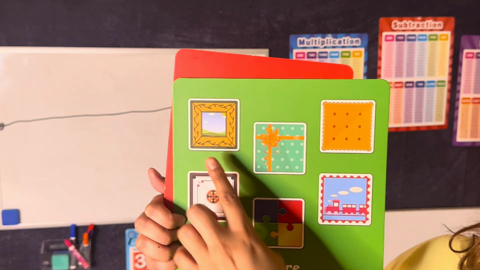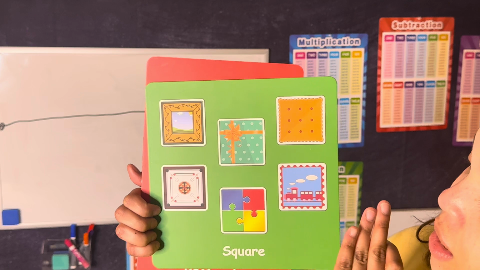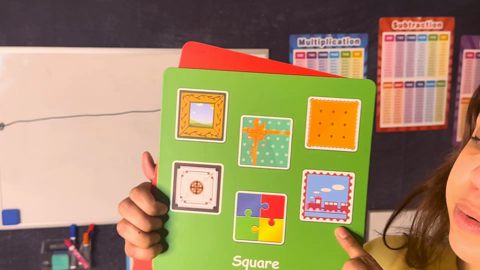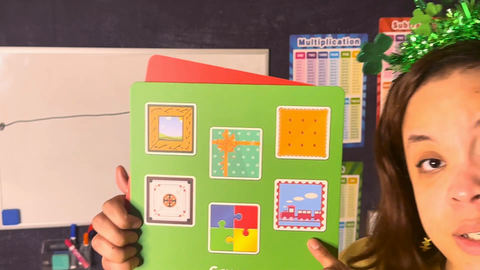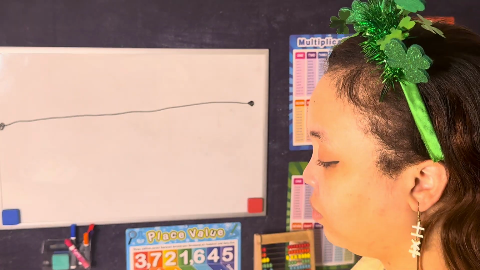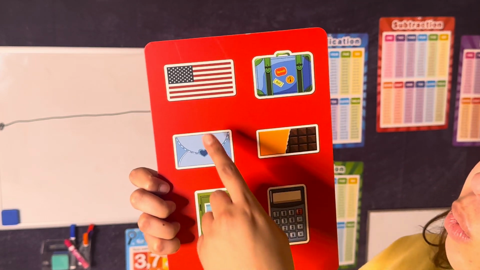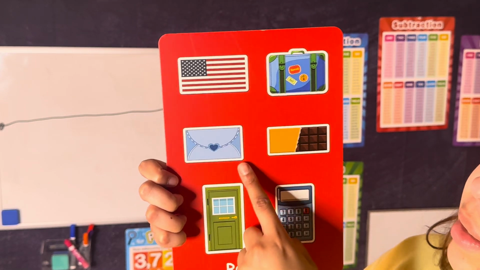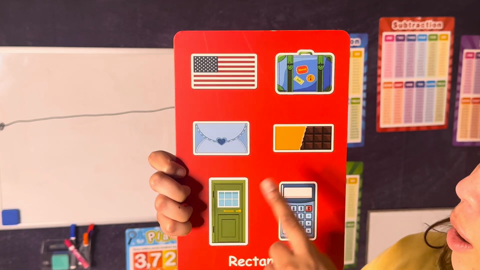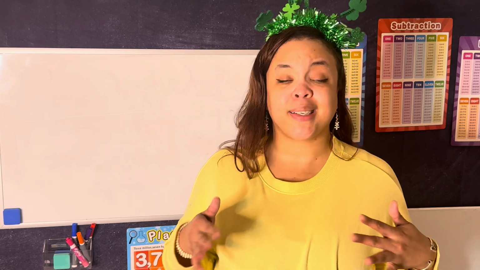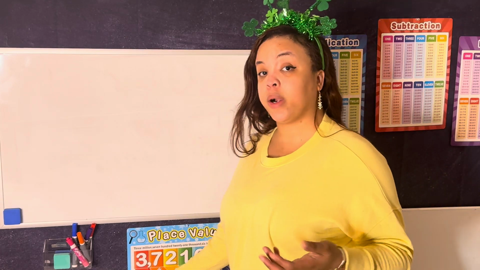For our squares, we have picture frames, presents, crackers, puzzle pieces, stamps. These are all examples of a square, which is a polygon. For our rectangle, we got the flag, a suitcase, an envelope, a chocolate bar, a door, and a calculator. Each polygon has a set number of sides.